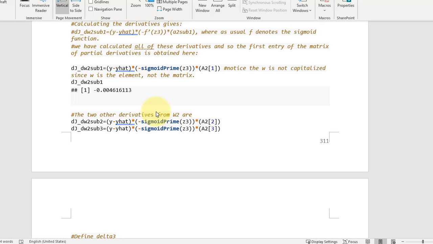And we could also, again, define a delta to be everything to the left of this one.